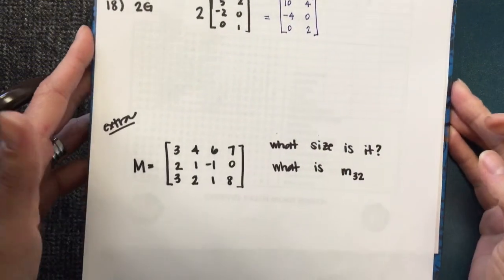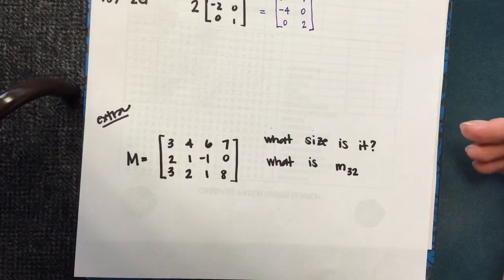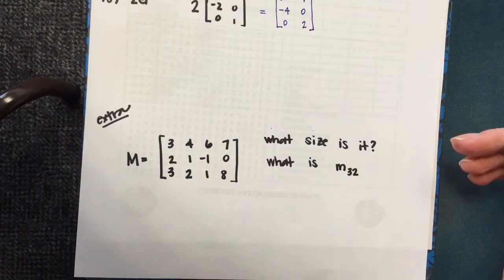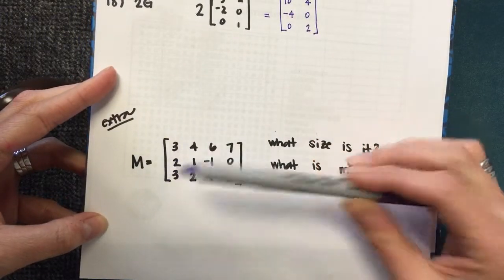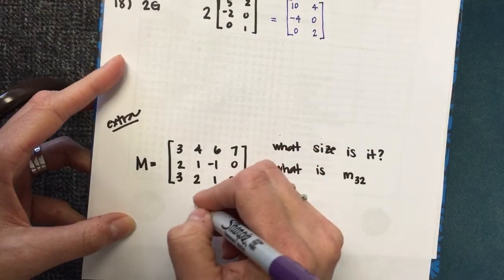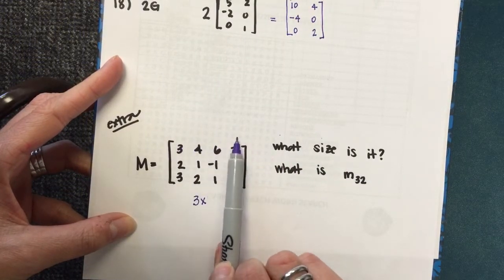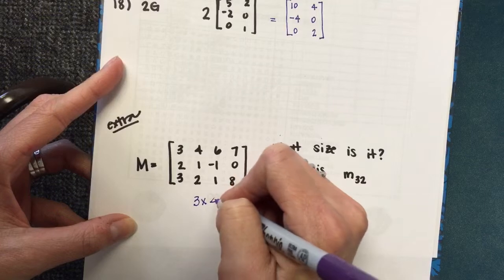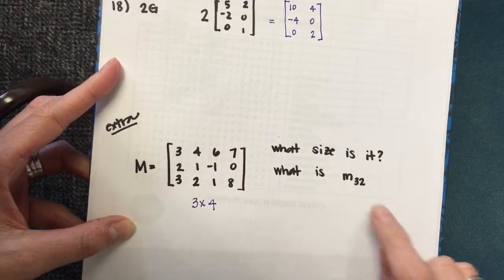And then I just did an extra one to review the address and the entries, and dimensions. What size is this? This has 1, 2, 3 rows by 1, 2, 3, 4 columns. Remember, it always is row by column. How many rows? How many columns?